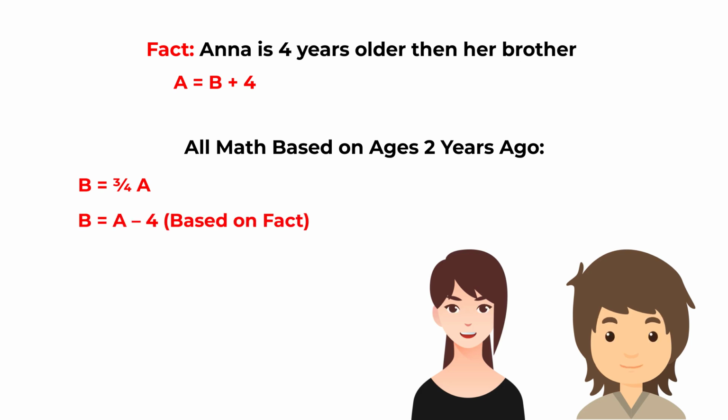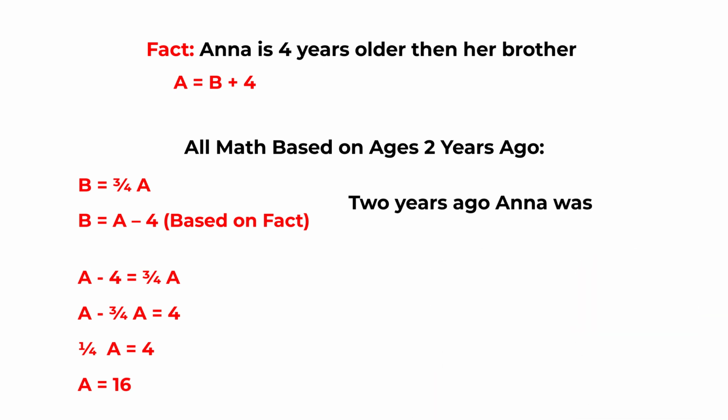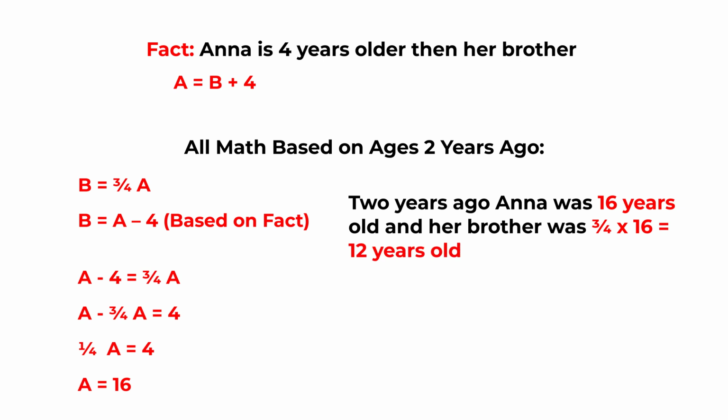And now we can create an equation based on Anna's age in the moment of time 2 years ago. Anna's age minus 4, based on the fact, equals 3/4 of Anna's age, which means that Anna's age minus 3/4 of Anna's age equals 4, 1/4 of Anna's age equals 4, and Anna's age equals 16. So 2 years ago, Anna was 16 years old, and her brother was 3/4 of 16, 12 years old.